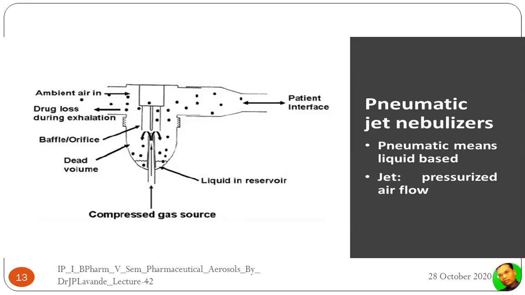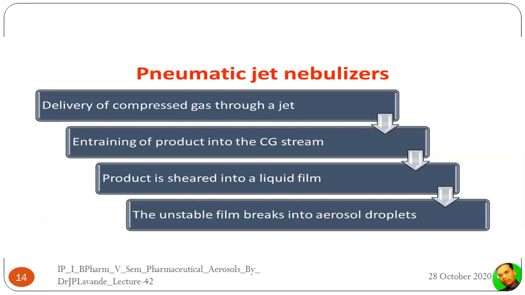So the required amount of air that is needed is provided, and from the other side, it is held by the patient, and then it is inhaled. The pneumatic jet nebulizers are responsible for the delivery of compressed gas through a jet, and this will entrain the product into the compressed gas. So this gas is responsible for carrying, expelling, and dispersing the product.